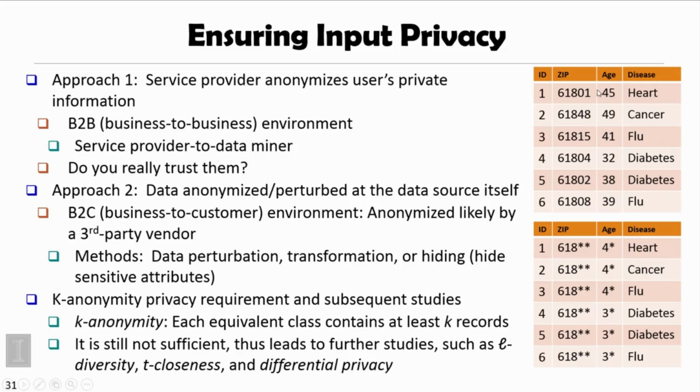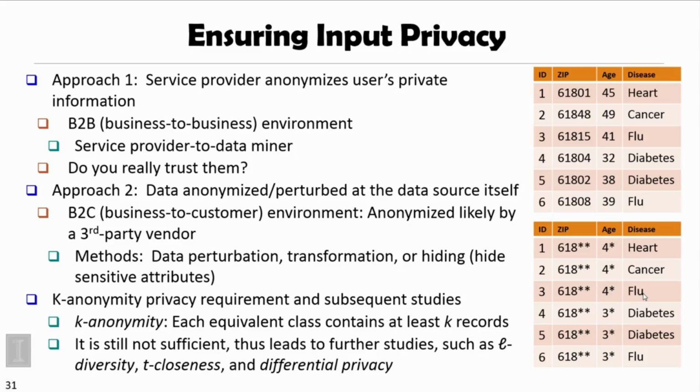So then the method could be, what about we make it a little more generalized. We hide the last two digits of the zip code. Then we hide the last digit of their age. That means you only know it is at a 018-something zip code, and in the 40s, got a heart problem. But then you see for the same zip code and same 40s, they got lots of other diseases.